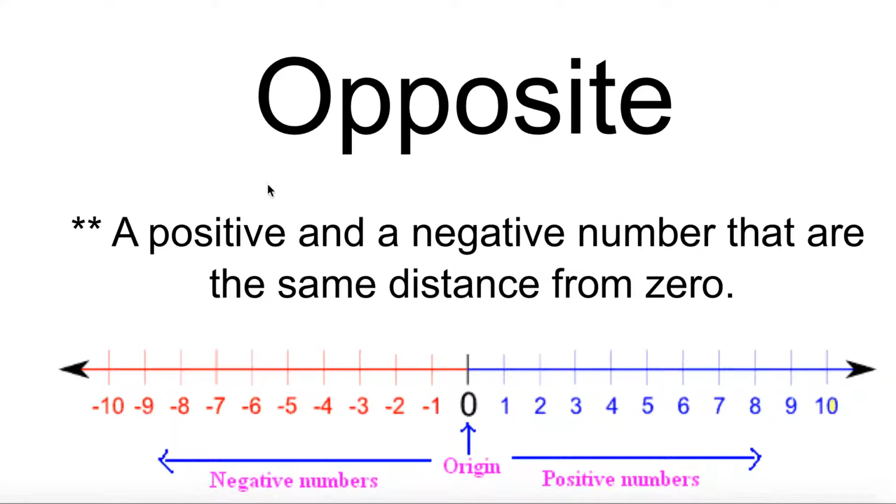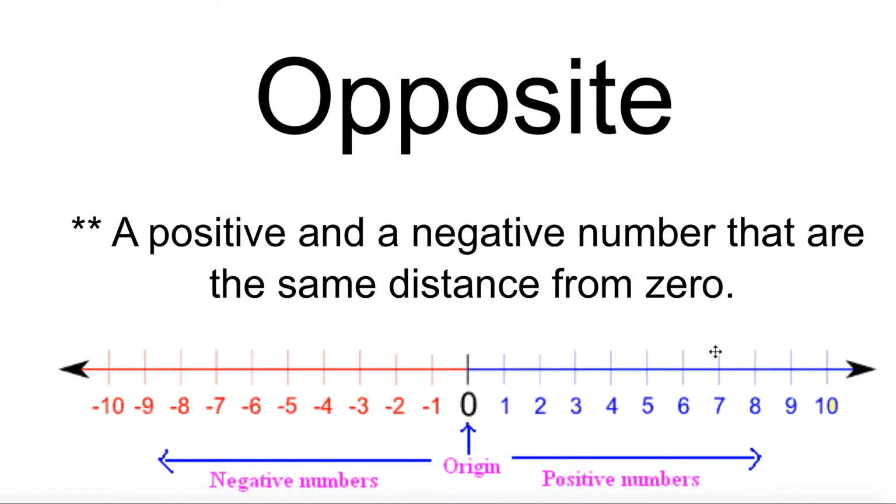Let's talk about opposites. Opposites are a positive and a negative number together that are the same distance from 0. So for example, if we look at 3, the opposite of 3 is negative 3, because negative 3 is 1, 2, 3 spaces from 0, and 3 is 1, 2, 3 spaces from 0. So 3 and negative 3 are opposites.